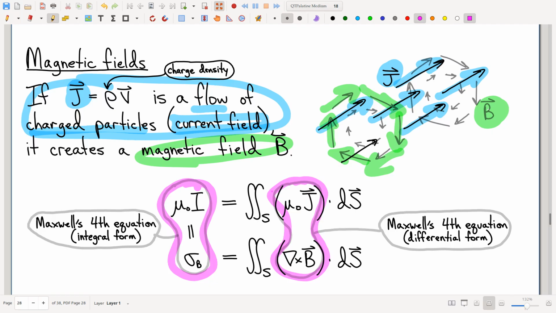But magnetic flux and total current relate to each other, and magnetic curl and the current field itself relate to each other. These are called Maxwell's equations. This is what I call the fourth of Maxwell's equations. Again, two different forms. And again, what's the connection between them?